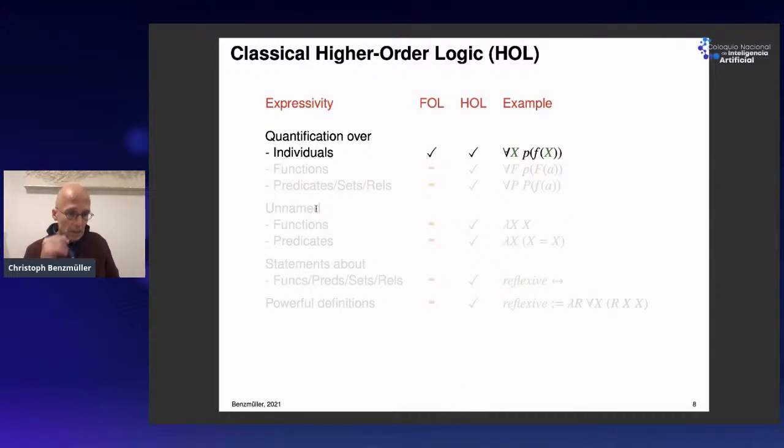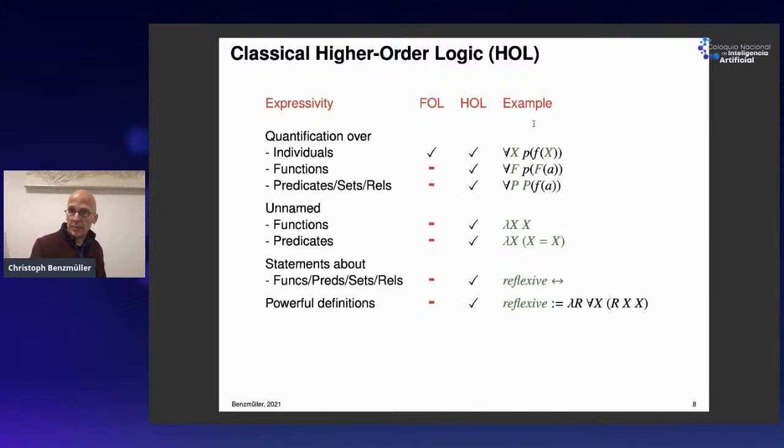Well, classical higher-order logic is quite expressive. You see it here. I've made a slide where I want to point you now to, in comparison with first-order logic. This is something you can still do in first-order logic, and this is quantification over individuals. Here's a formula: for all x, p of f of x. Here x is supposed to range over individual objects, p is a predicate symbol, f is a function symbol, and there are constant symbols. But now in higher-order logic, you're way more expressive.